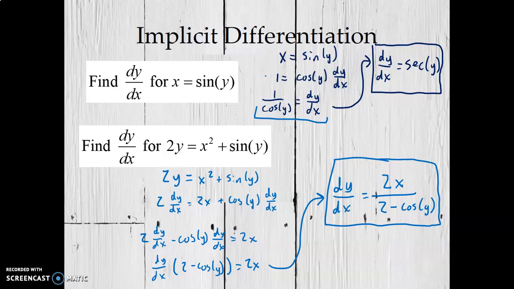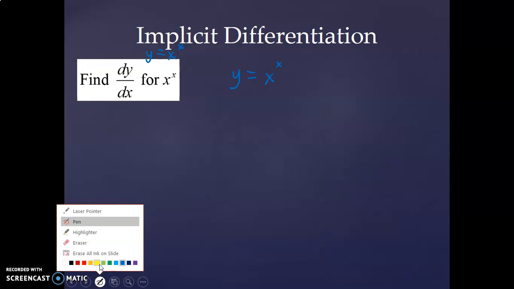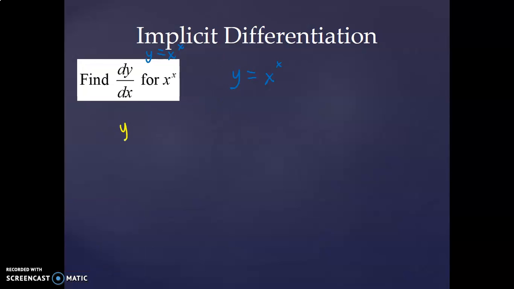All right. Now, on a problem like this, find dy dx for x to the power of x. And we're going to assume that we're thinking about something like y equals x to the power of x. This problem should say for y equals x to the power of x, so sorry about that. Also, let's change colors because this blue isn't showing up very well. So y equals x to the power of x.